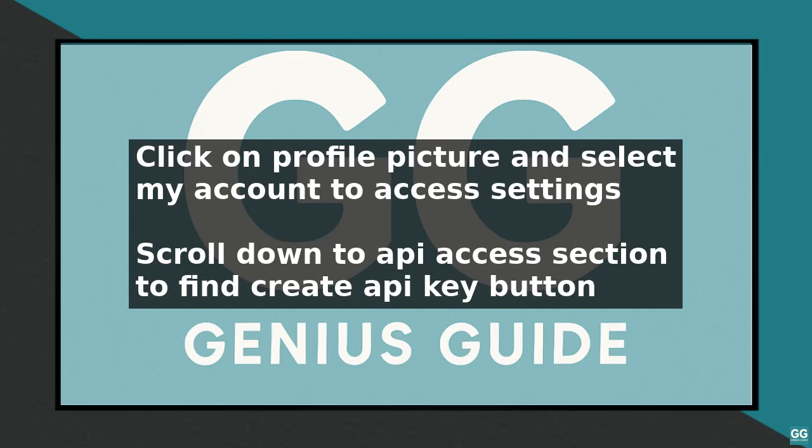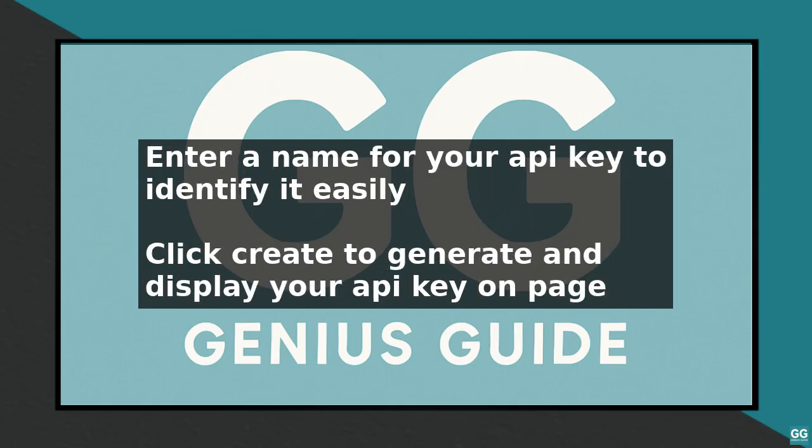You will then be prompted to enter a name for your API key. This can be anything that helps you identify the key, such as the name of your project or application. Enter a name and click Create. Your API key will then be generated and displayed on the page. You can copy and use this key to access the SEMrush API.